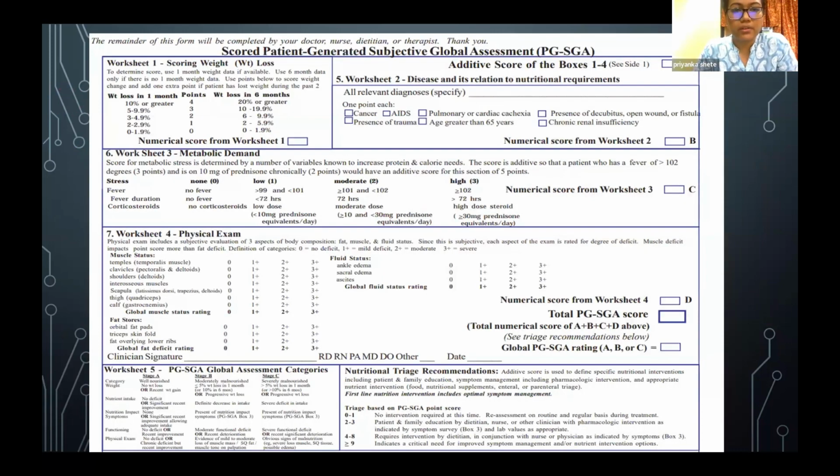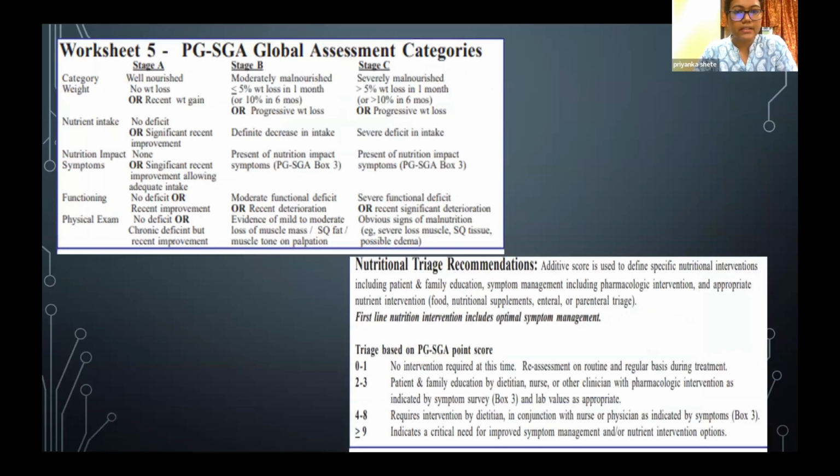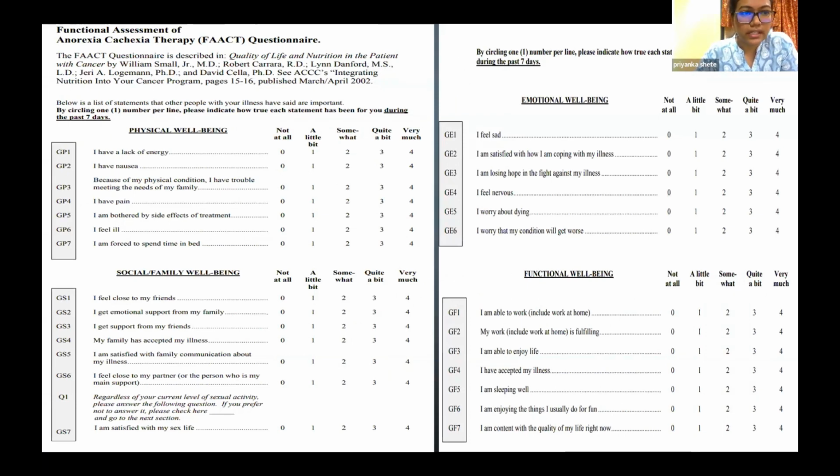Then briefly let's know about the patient-generated subjective global assessment. In this, there are 5 worksheets, and the categories are stage A, stage B, and stage C. Then the second one is the functional assessment of anorexia cachexia therapy questionnaire. In this, we see physical well-being, social family well-being, emotional well-being, and functional well-being.